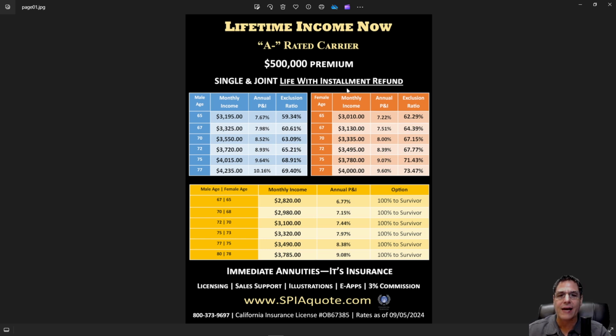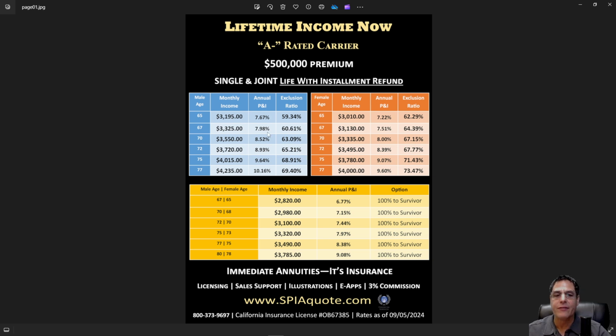This is assuming a $500,000 premium, life with installment refund, which means that if the client puts the money in, they'll get no less than what they deposited back. Should they die early, it'll pay the payments to the beneficiary until it equals that $500,000. If they're still alive well after that, it's fine. It'll pay for life. So the minimum is $500,000 returned, or life, whatever's longer. So let's break down some of these numbers.